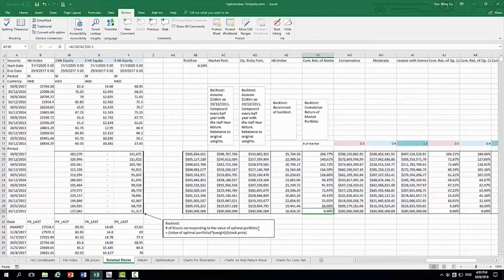Now, with the value of 100 million, we can calculate the cumulative return of respective portfolio. This gives you the cumulative return of the market portfolio with respect to the initial value. So over 5 years, the market portfolio has grown 206%.